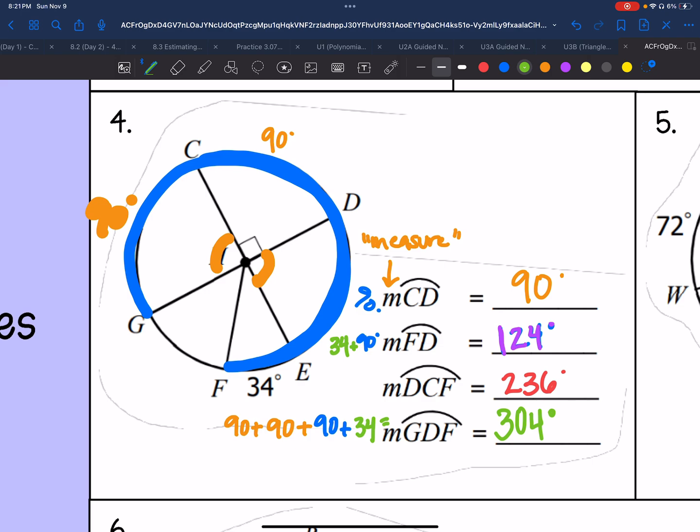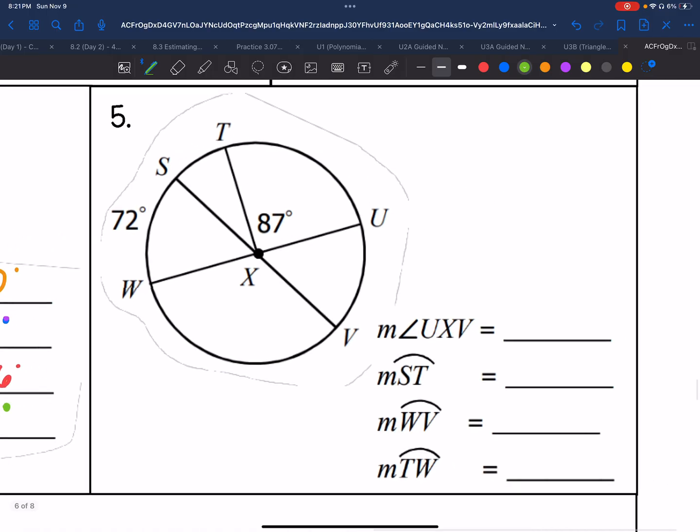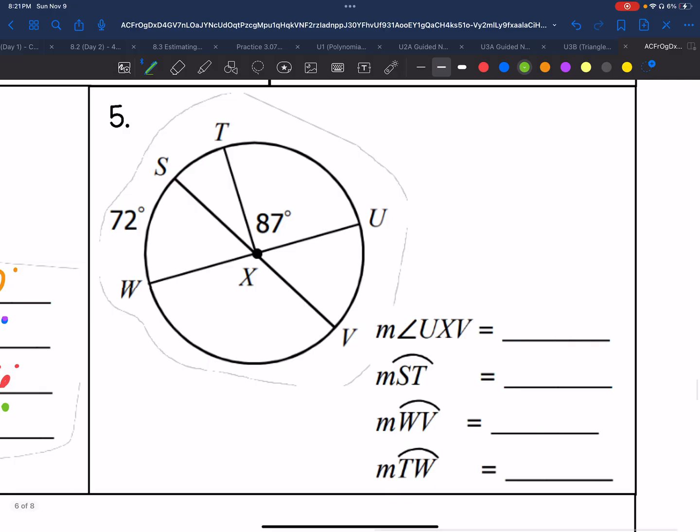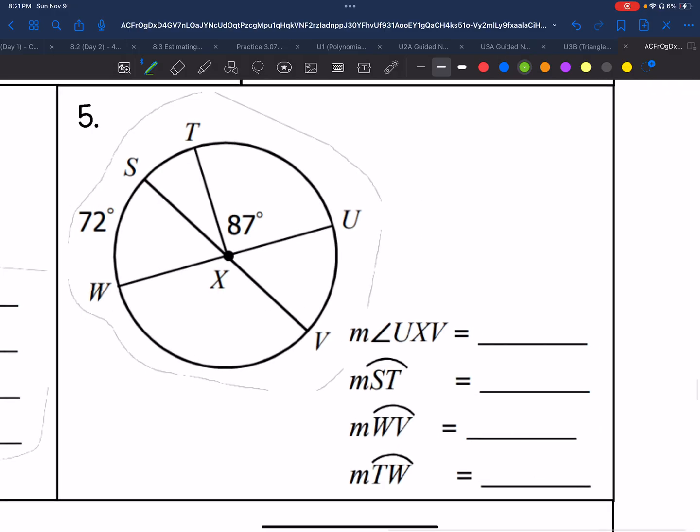All right, let's do another one. And like I said, the more you do this, the more you will start to notice the patterns and get really good at it. That is how you get better, as you practice. So the first thing we want to find, now notice we're looking for an angle. So we want angle UXV. So I'm going to outline from U to X to V.